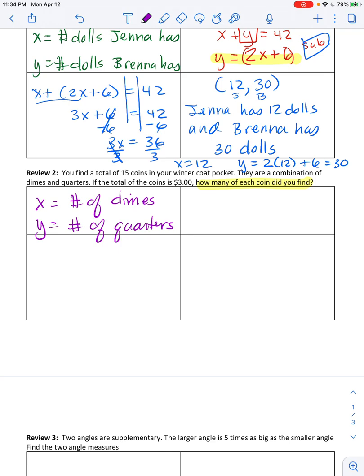So what do I know? I know there's a total of 15. So the number of dimes plus the number of quarters is 15. I also know that their total value is $3.